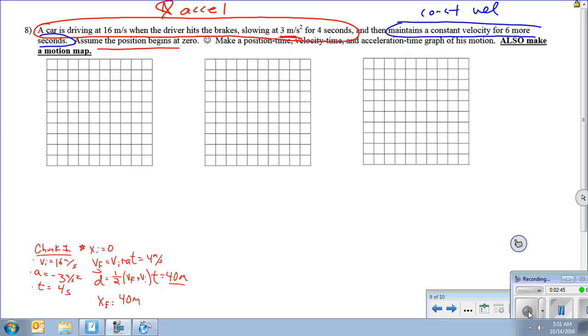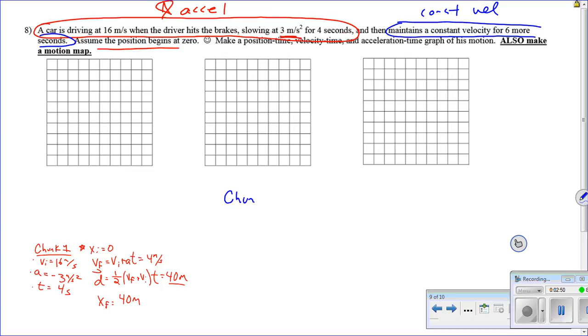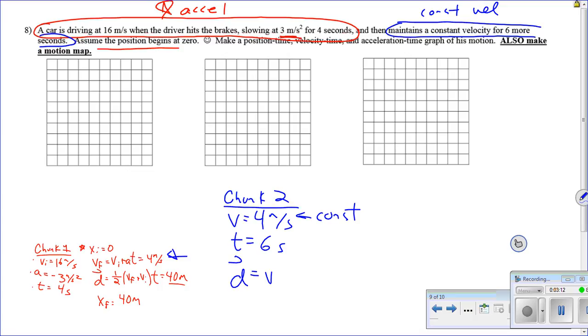So now let's do the second chunk, chunk number 2, where he's going at a constant velocity. So now what we know is he kept his velocity. Well, what is that velocity? Well, it's going to be whatever he ended up at the end of the last chunk. So it's going to be 4 meters a second. And it tells us he does that for 6 more seconds. Since his velocity is constant, I can use my constant velocity equation, which tells me that my displacement is velocity times time. So 4 meters a second for 6 seconds, we're going to go 24 meters.